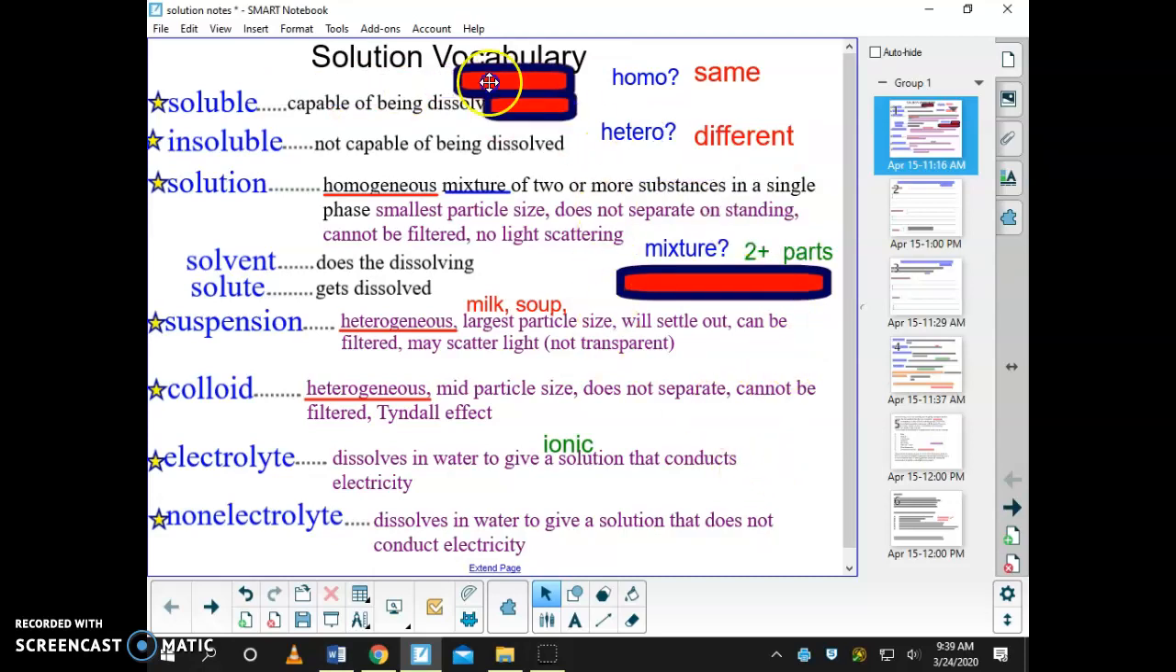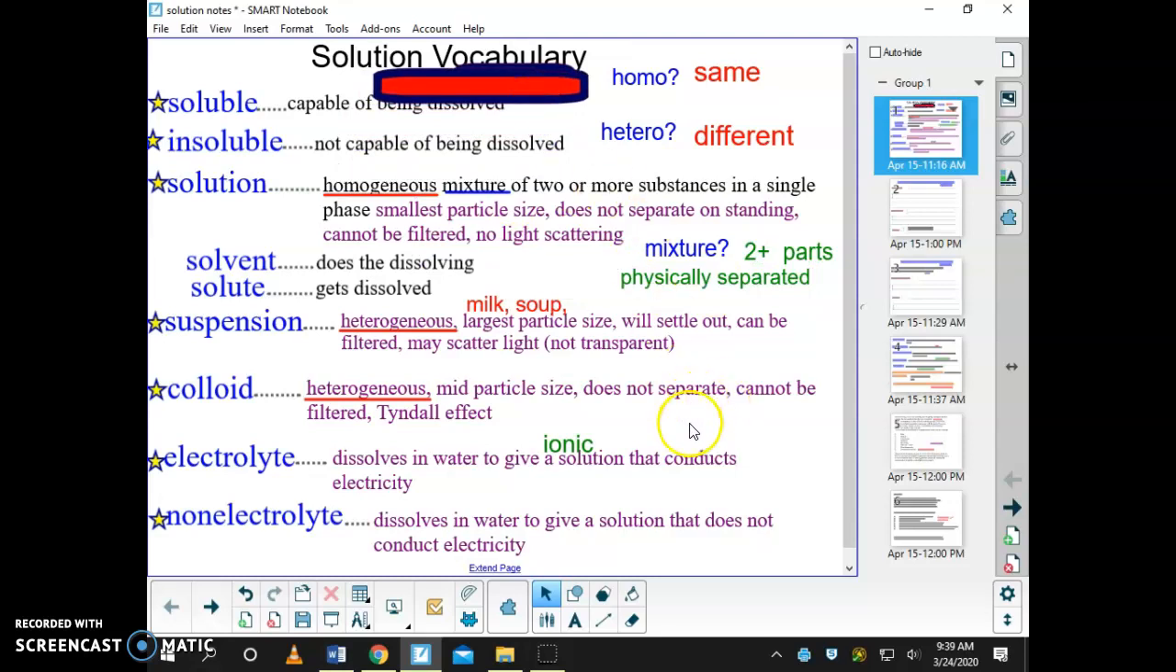Some other things to make note of is a mixture is made up of two parts, and it is able to be physically separated.